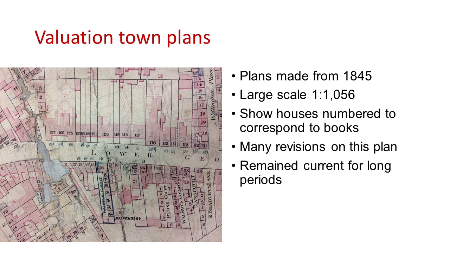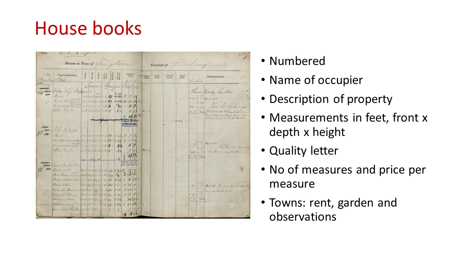The town plans were made from 1845. They were made at the same time as they were doing the work in the town. And in theory, they show the houses on plan numbered to correspond to the entries in the books. And on this, you have many revisions. So this is a house book for John Leary.